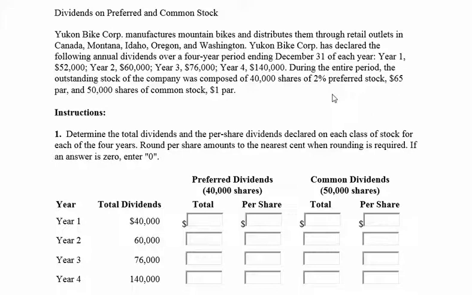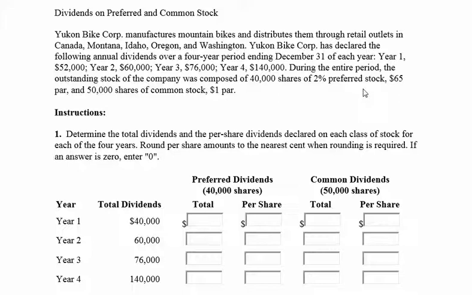The way you calculate dividends on preferred stock is to take the percent that's stated on the stock. Here we have 2% preferred stock, and you multiply that times the par value, in this case $65. So in the years that the company declares enough dividends, each share of preferred stock is going to get 2% of $65, which is $1.30, if that much is declared. Another way this could be stated, instead of 2% $65 par, is just $1.30 preferred stock. So you could see it either way.